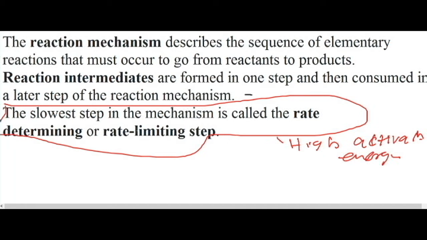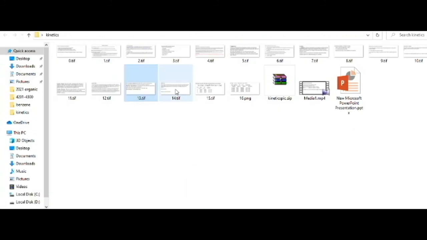So what happens? You have to slow down your vehicle. The reason is the slowest one decides your speed. That is the point. The slowest step decides the rate. The slowest step in the mechanism is called the rate determining step. So that is very simple. Try to understand using that example.